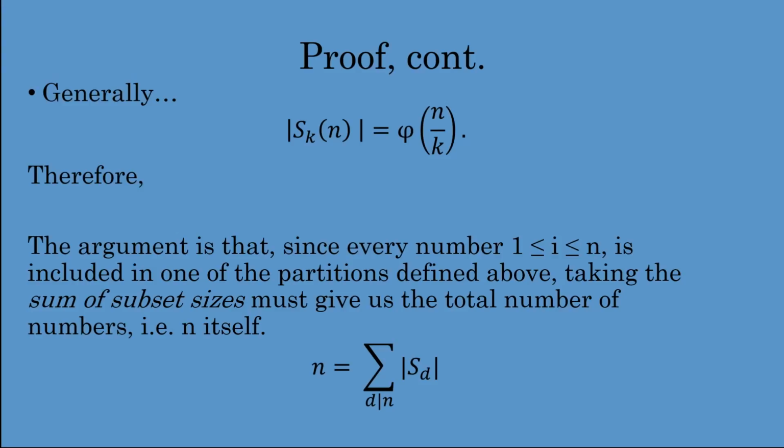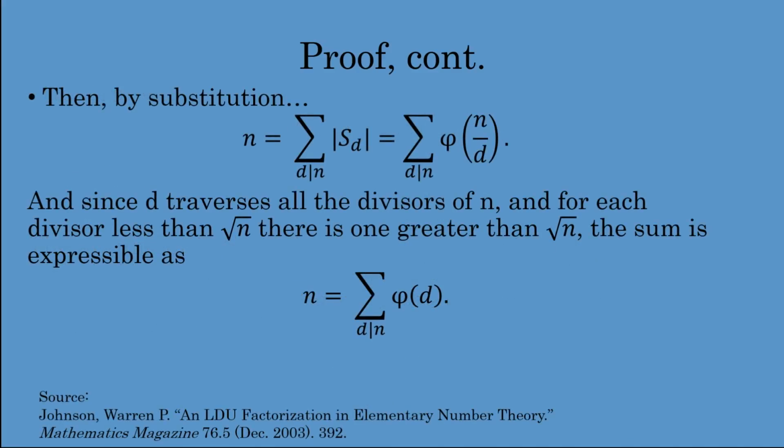And so taking the sum of subset sizes must give us the total number of numbers, i.e. n itself. We can also write this as n being equal to the sum of the size of a subset, assuming that d divides n. Then by substitution, n is this sum, which is equal to the sum of phi of n over d. And since d traverses all the divisors of n, and for each divisor less than the square root of n there is one greater than the square root of n, the sum is expressible as n equals the sum of phi of d for all the divisors of n.